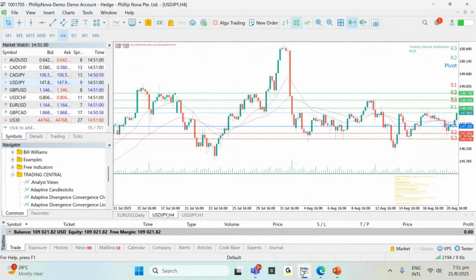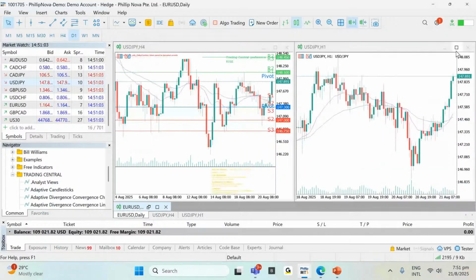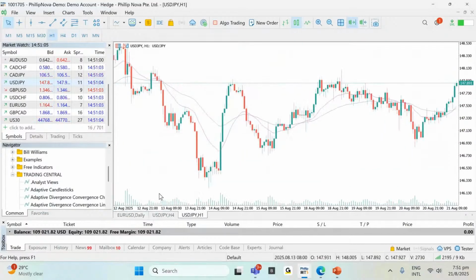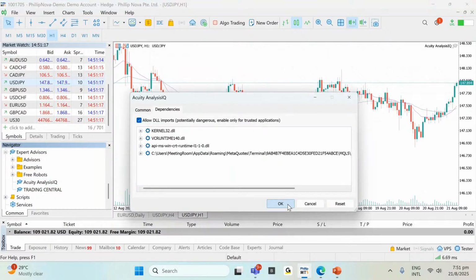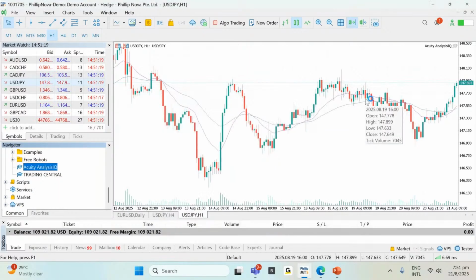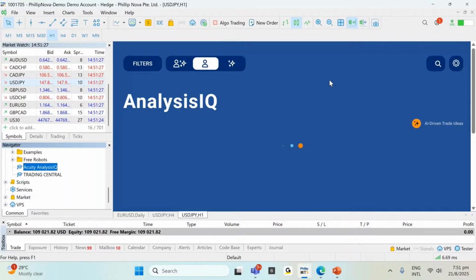So right now, let me jump to the MT5 platform. Once again, what I have here is a platform where I've already downloaded Analysis IQ, and you can find it under the expert advisors tab right here. I drag and drop this feature onto the platform and click OK. This would normally take a little while to load. Okay, right here.